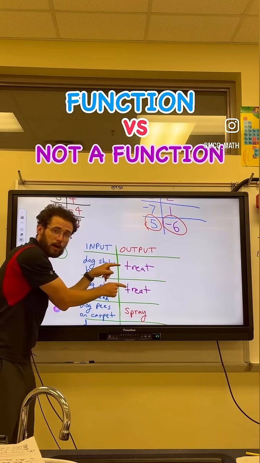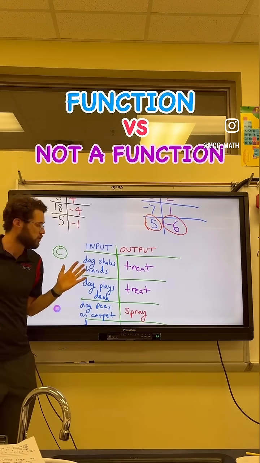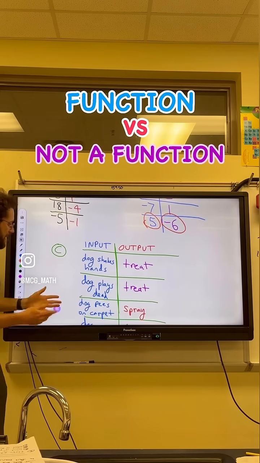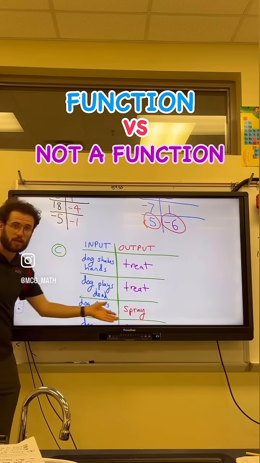So it's the same output for two different inputs, but the dog's not confused because they know if I do something good, whatever that good thing is, I get a treat. On the opposite side, if they did something bad, like they pee on the carpet, then you might spray them.